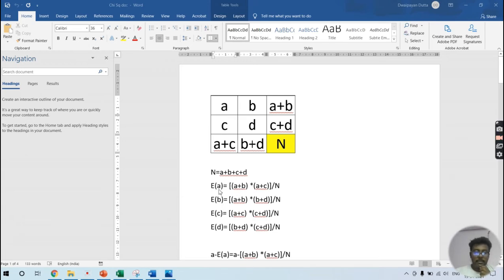See, the expected value of A. How shall I get it? This value into this value divided by the whole of N. I have done this for all of them. For B also, this value multiplied by this value, and the whole divided by N.